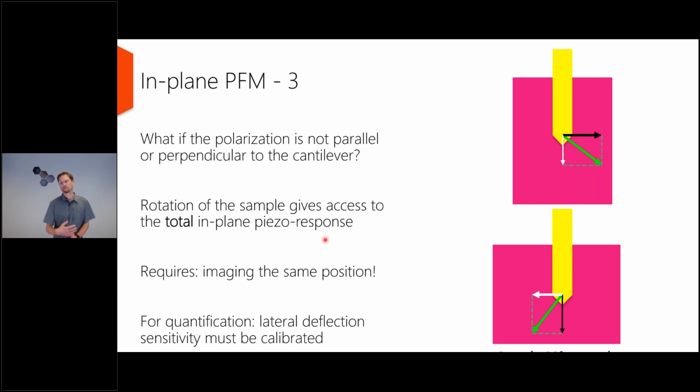And if you then also have the out-of-plane response, then you can get the total 3D vector of the PFM signal. But remember, it requires that you are imaging at the same position. And for quantification, you need to be able to quantify the signals. I have a slide on that towards the end of the presentation.